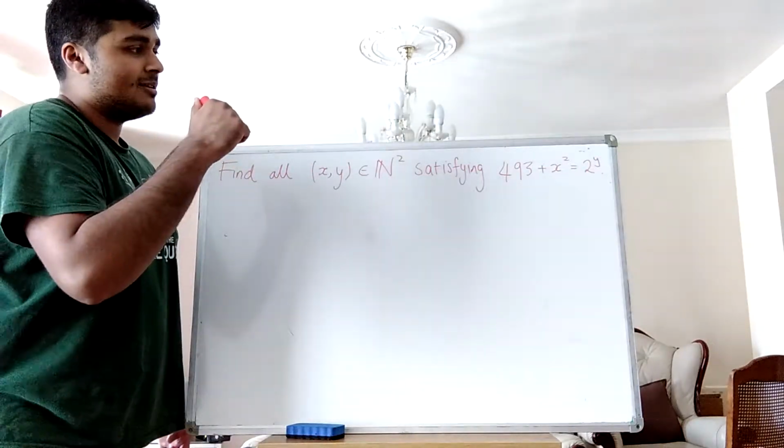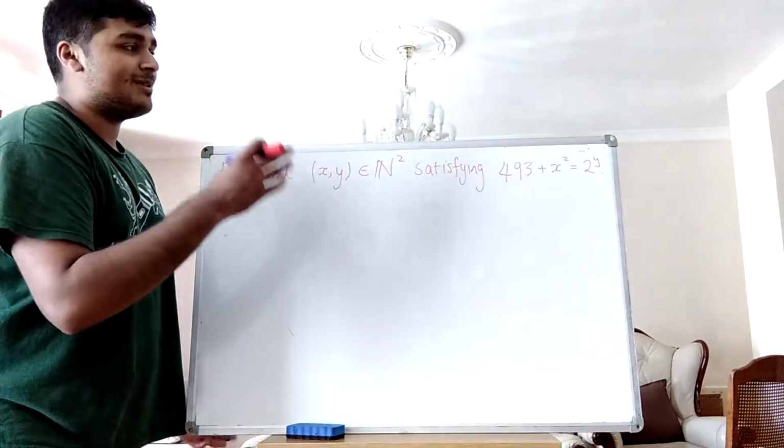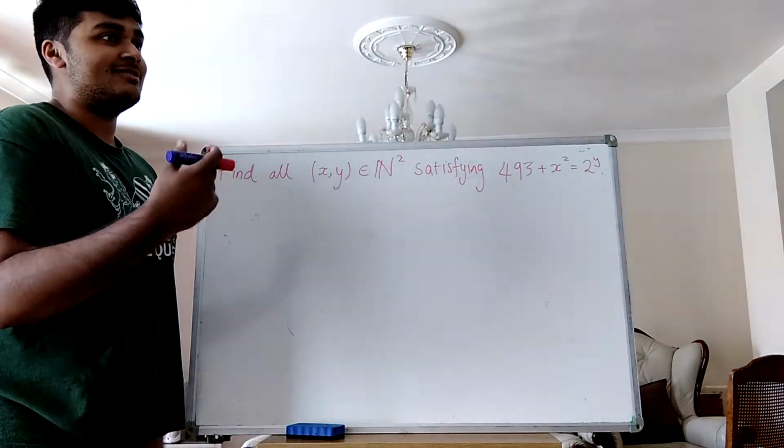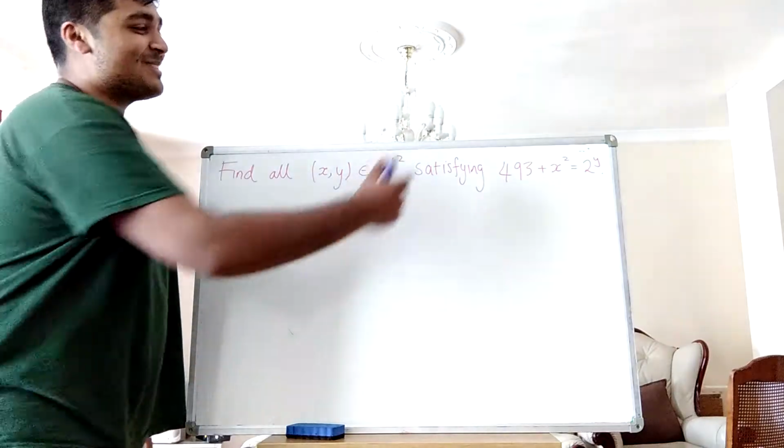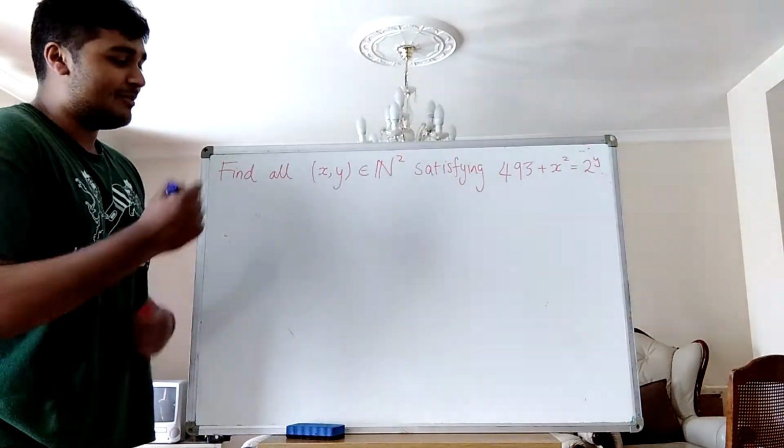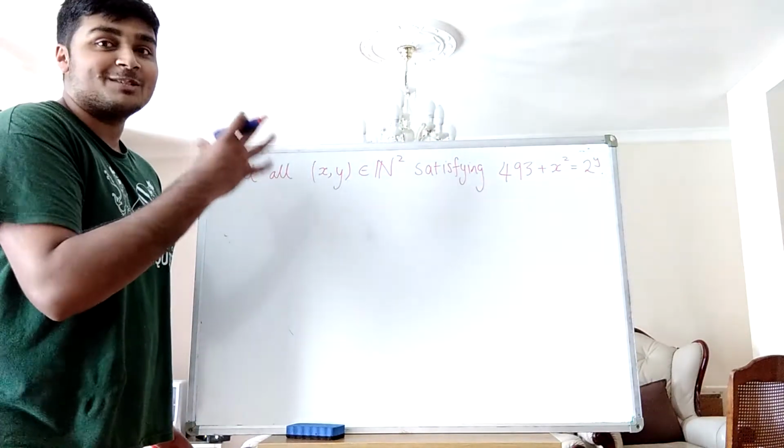Well, 493 is odd, so we have an odd number plus x squared gives us an even number. Well, that must mean that x squared is odd because odd plus odd is even, and odd plus even is odd, which is not even. So x squared must be odd. Okay, well that also means that x must be odd.